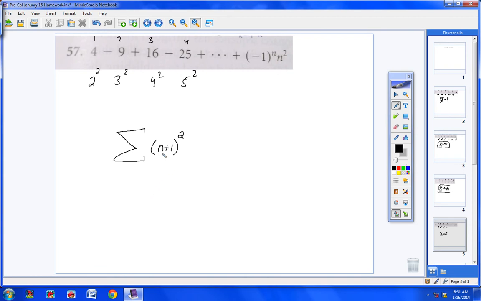Let's put a 1 in for n, and 1 plus 1 is 2. 2 squared is 4. Let's put a 2 in for n, that'd be 3, that'd be 9. Put a 3 in for n, that'd be 16. Put a 4 in, that'd be 25, so we're good.